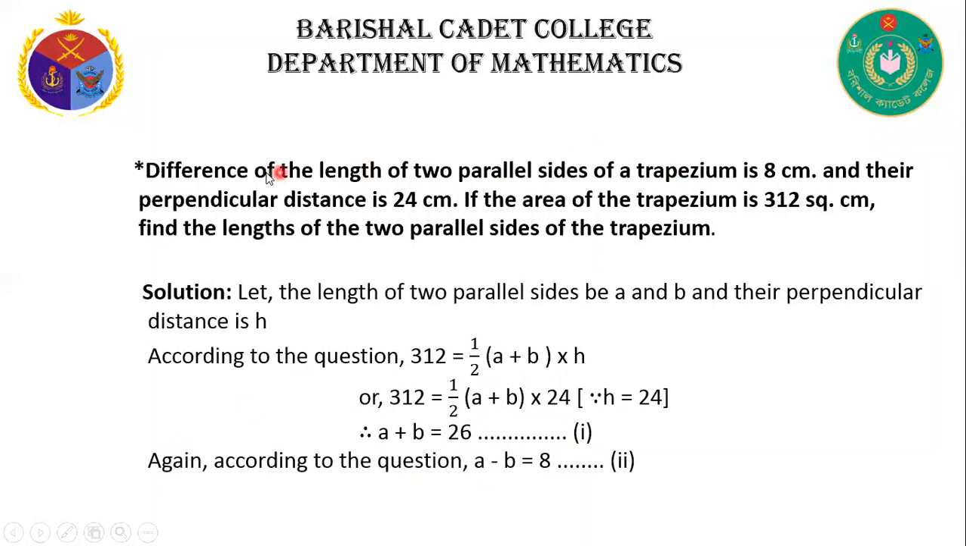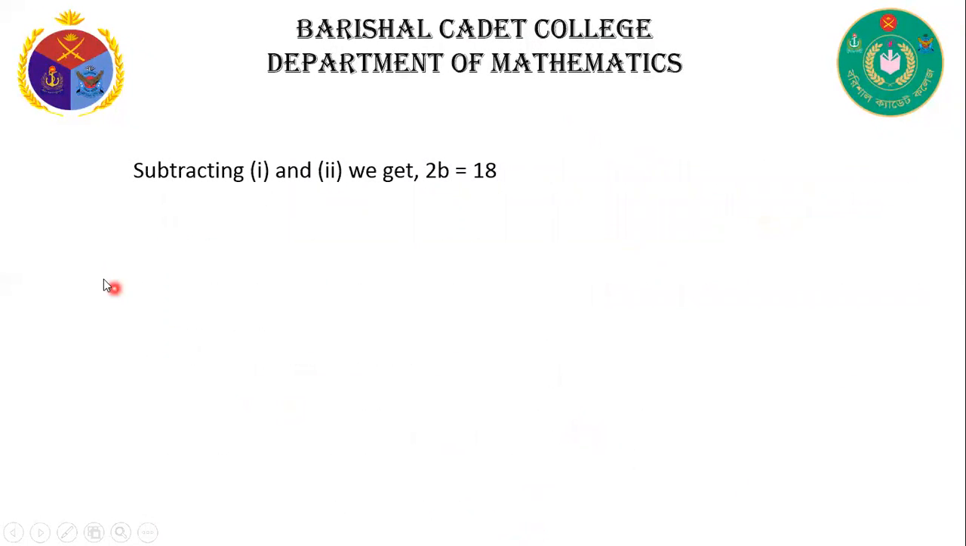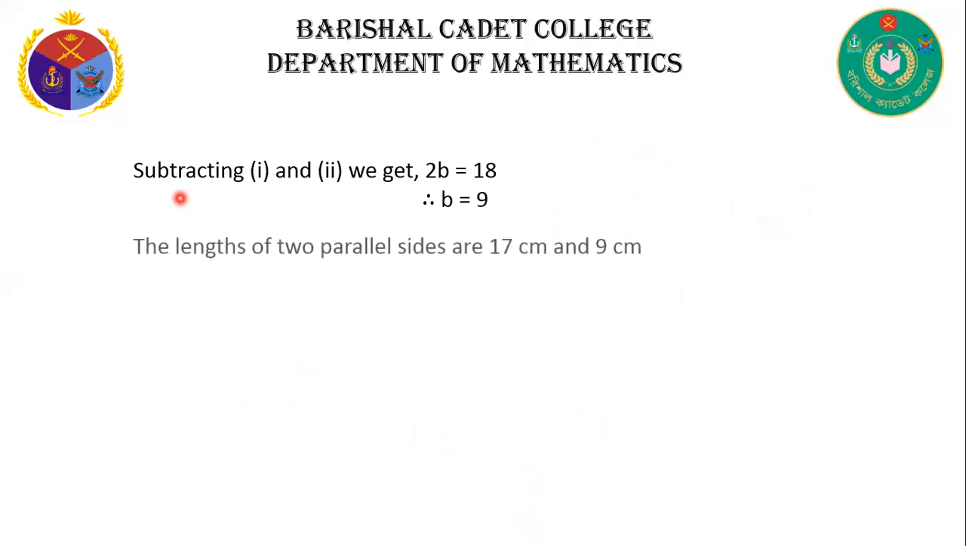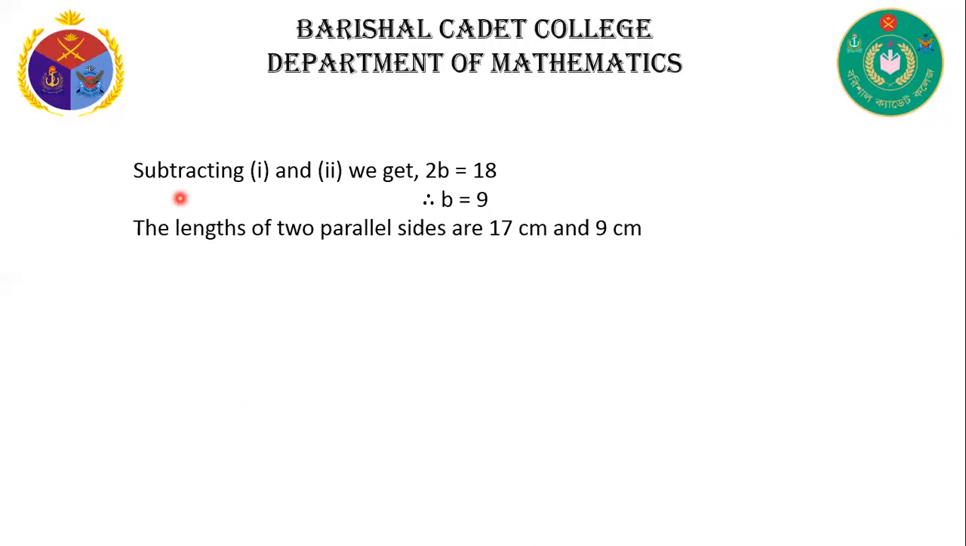Now here another condition given, difference of the length of two parallel sides. That means A minus B is equal to 8. This is equation number 2. Now adding 1 and 2, we get 2A is equal to 34. That means A is equal to 17. Now subtracting 2 from 1, then we get 2B is equal to 18. That means B is equal to 9. The length of two parallel sides are 17 and 9 centimeter. This is our required answer.